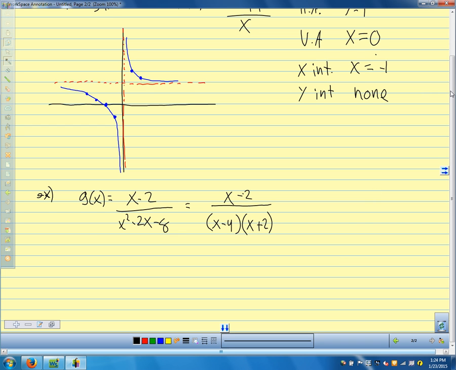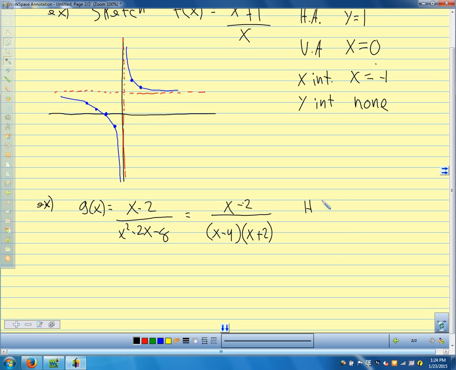What do we want to find first? Horizontal asymptote. The denominator is larger. So what does that tell us about a horizontal asymptote? Remember, horizontal asymptote is the equation of a line. y equals 0. Vertical asymptote. Where are vertical asymptotes going to be here? x equals 4, equation of a line, and x equals negative 2.